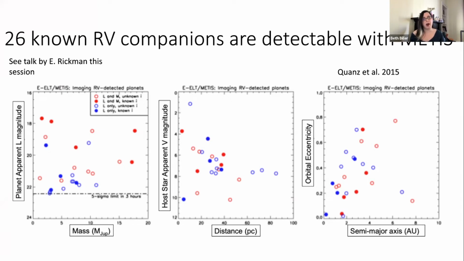But when we start moving to higher contrasts, we start being able to detect planets that have already been detected via other methods. So here's an example of radial velocity planets that will be detectable with METIS at the ELT. So up to 26 known planets will be detected that way. You can also combine astrometry, so absolute astrometry, Gaia astrometry. Some of the Gaia detected planets may also be detectable with METIS or similar imagers at ELTs. And Emily Rickman is going to talk about this more later this session.